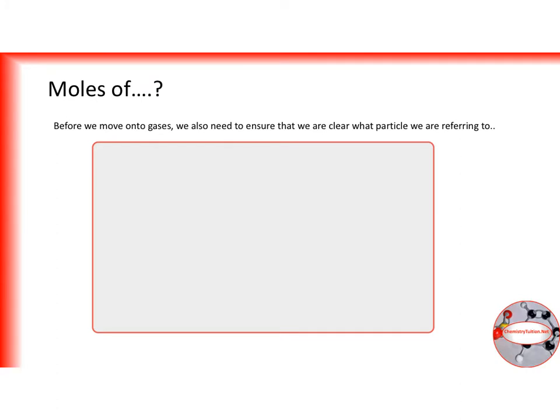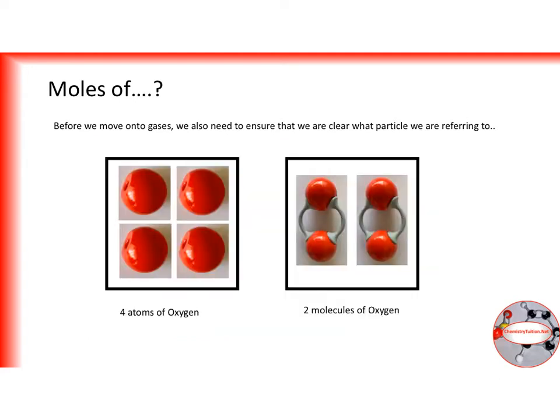So now we've got a bit of a better understanding of what a mole is. We need to think about using the correct terminology when we talk about a mole. So we need to think whether we're talking about a mole of atoms, a mole of ions, a mole of molecules, because that makes quite a difference in how we're going to deal with it. So let's look at these two pictures here. In the picture on the left, you have got 4 atoms of oxygen. And in the picture on the right, you've got 2 molecules of oxygen. They're molecules of oxygen because you've got 2 oxygen atoms chemically bonded together. So hopefully you're happy with that.